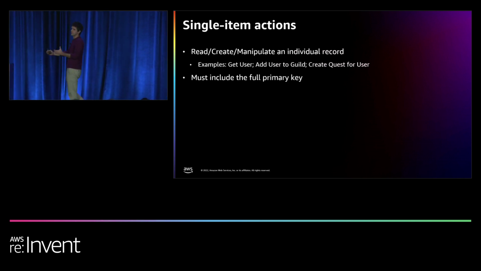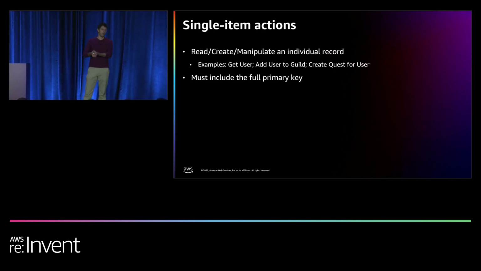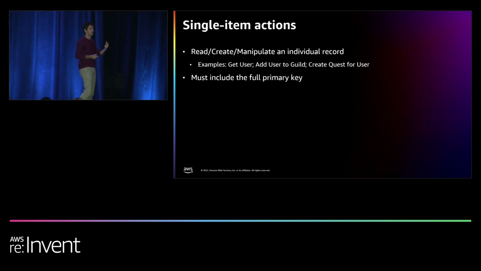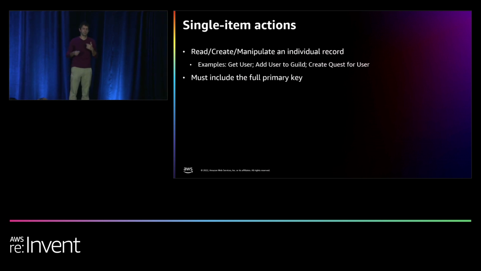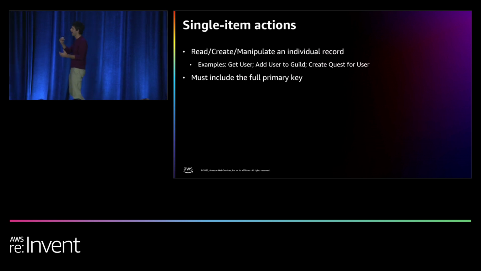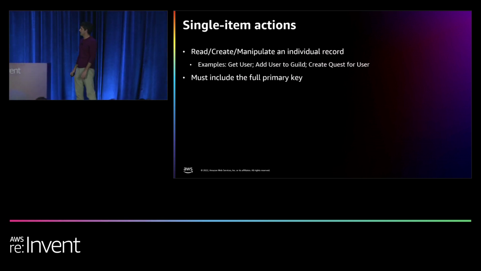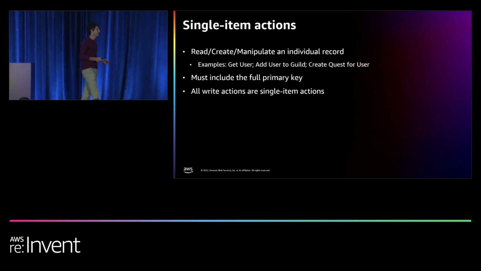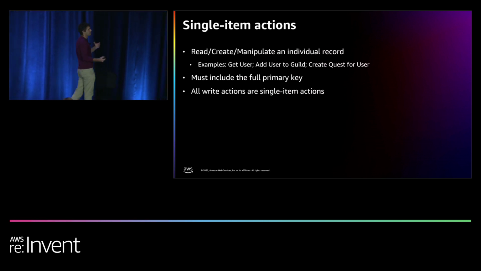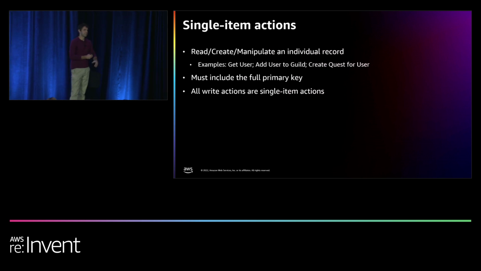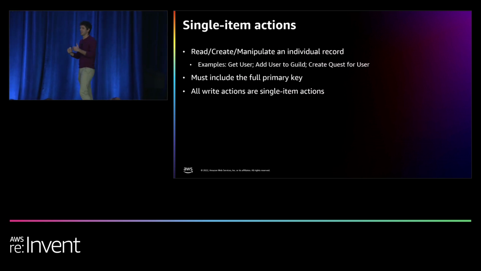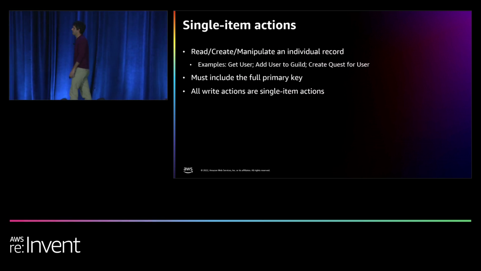Now, when you're working with single item actions, you have to include the full primary key. So if you're doing put item, get item, update item, or delete item, you have to include the full primary key because you want to identify the specific item you're working on. There's not an update-where type clause where you can update all the items that have the same partition key. You have to identify it with the full primary key. And notice that all write actions are single item actions. You can't do a bulk update type write. You can do combinations of single item actions in transactions and batches, but all those are just composing together multiple single item actions where you're identifying each item with the full primary key.